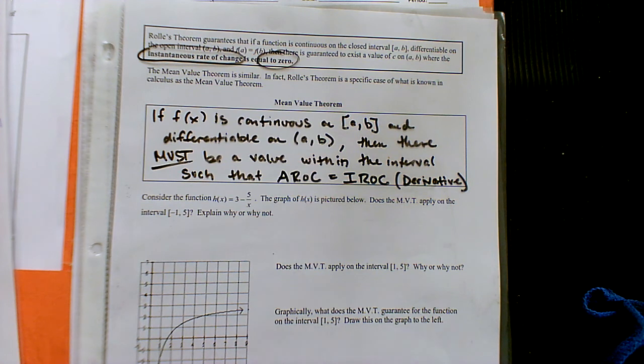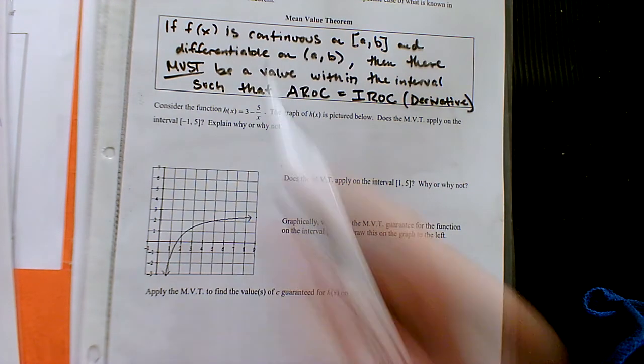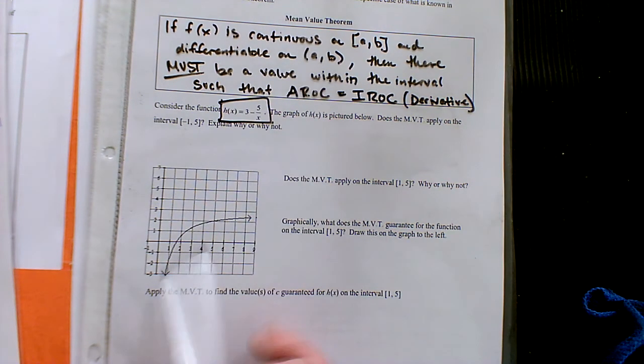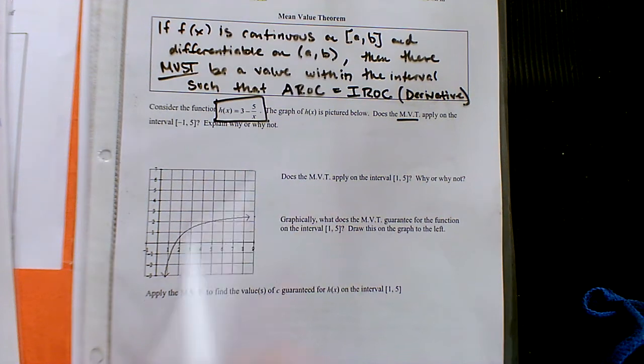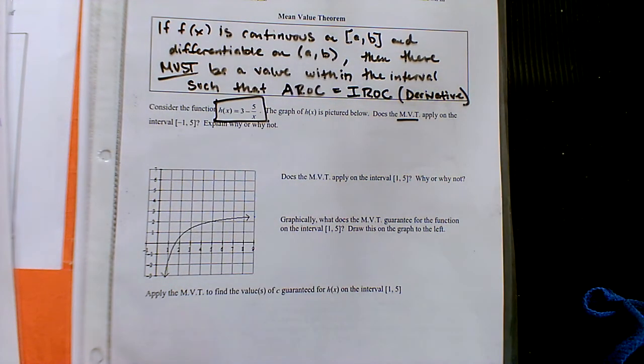All right, so we're going to explore this mean value theorem in this example. Consider the function 3 minus 5 over x. We have the graph below. Does the mean value theorem apply on the interval from -1 to 5? Is this function continuous and differentiable within that interval? Yes. Why?